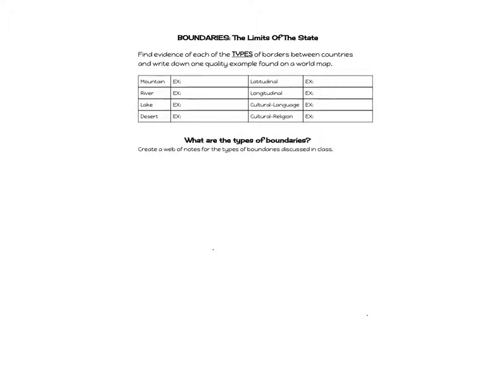So what we're going to be looking at is boundary types, okay? So different borders. There's a lot of different borders in the world, and we're going to look at how they can all be different, okay? So in the middle of that paper down at the bottom, we're going to start below, and then at the end of class, we'll go back up and fill out that chart that's at the top, okay? So in the middle, down below in all that white space, we're going to write out boundary types.